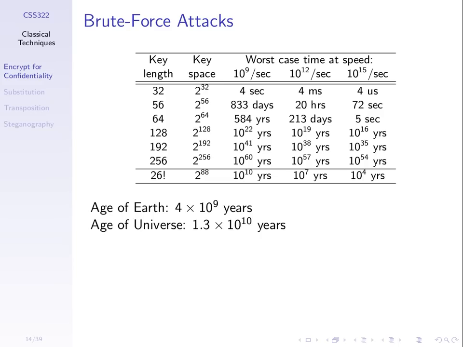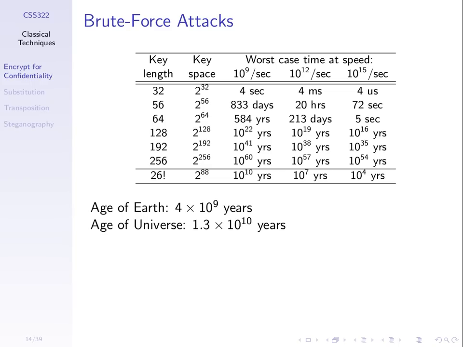Now I've given some numbers in these three columns. What if my computer could decrypt and try those keys at a particular speed? I've given three different speeds. What if I had a computer that could decrypt at a speed of 1 billion times per second, 10 to the power of 9? If I could try 1 billion attempts every second, and the key space is about 4 billion, then to try all keys would take about 4 seconds. I've just approximated these values.